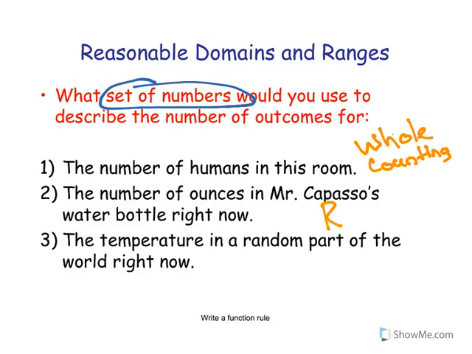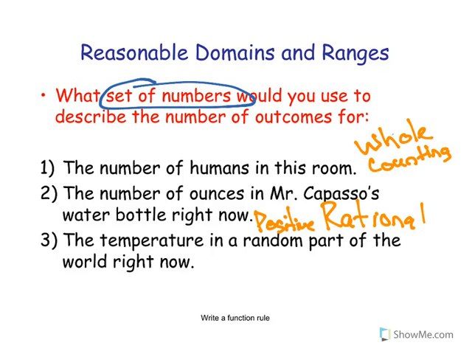I'm going to say it's going to be a rational number. And I'm going to go a little bit further than that, and I'm going to say it's going to be a positive rational number. Right? If I say, hey guys, there's a rational number of ounces in my water bottle, you're going to say, really? You have -3 pi ounces? And I'm going to say, you're right.